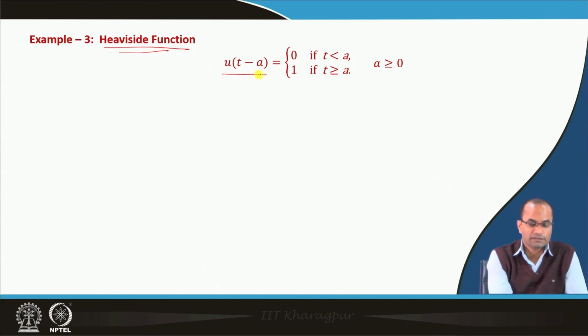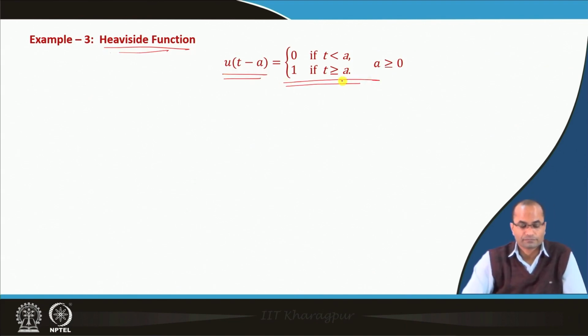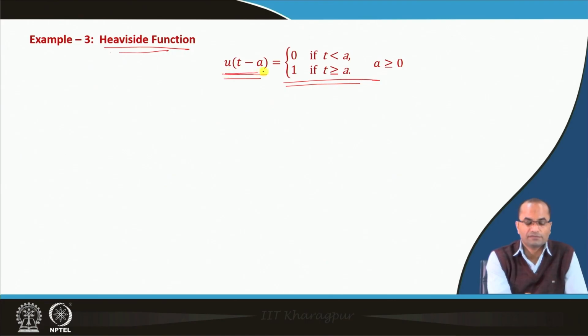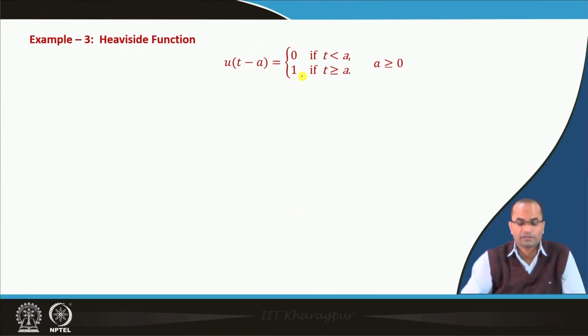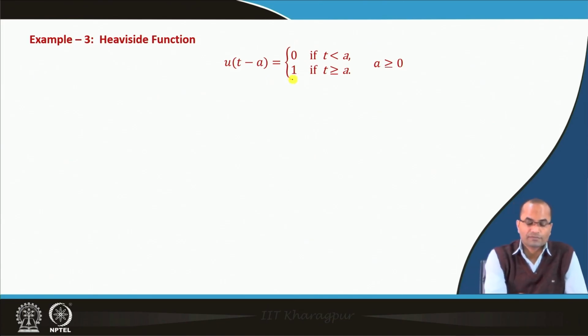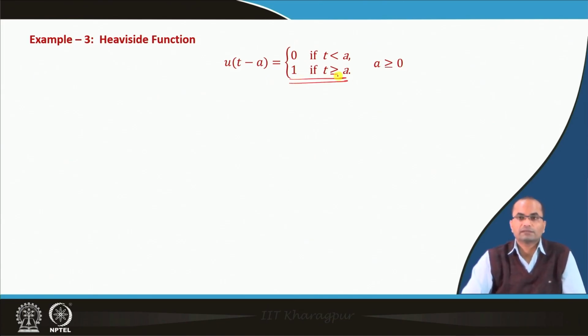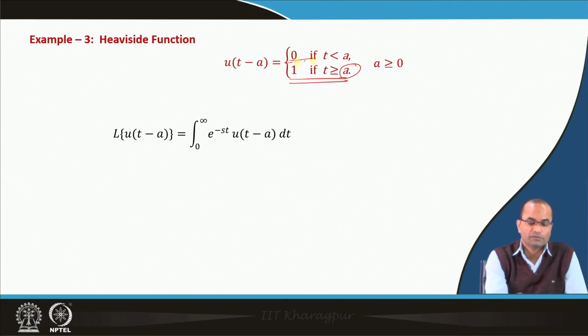Another simple function is the Heaviside function, and we can compute its Laplace transform. Here we are defining the Heaviside function u(t - a), or sometimes it is also defined as h(t - a). That is just notation, and it says that for t less than a the value is 0, and for t greater than or equal to a the value of this function is 1. So, it is again a simple function to integrate. It is similar to what we have done for the constant function 1, but here the range is from a to infinity, not from 0 to infinity, because from 0 to a the value is 0.